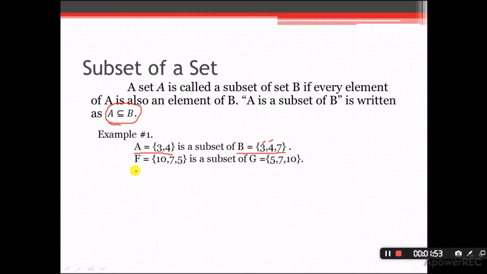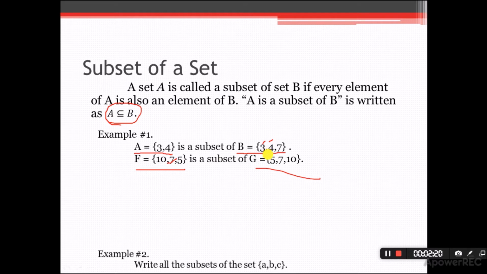The next one is the set F having the elements 10, 7, and 5, which is a subset of G having the elements 5, 7, and 10. You can see that the elements of F are the same as the elements of G, but F could also be a subset because those elements are in G.